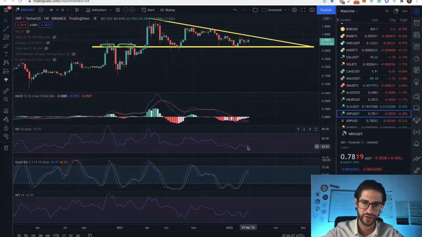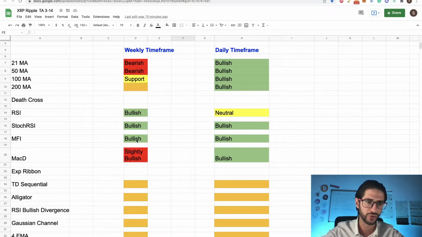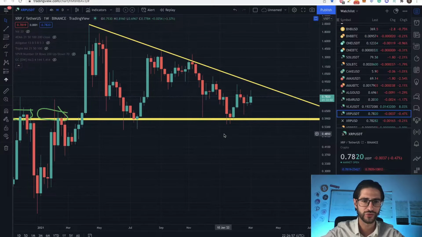The RSI right now is a little bullish. The stochastic RSI is also bullish, the same with the money flow index. So these 3 parameters are bullish. The MACD still right now is bearish, that is why it's red, but it's slightly bullish for what I just explained. Another bullish thing that I am seeing here in the chart is a hammer candle that could bring the price of XRP to the upside.